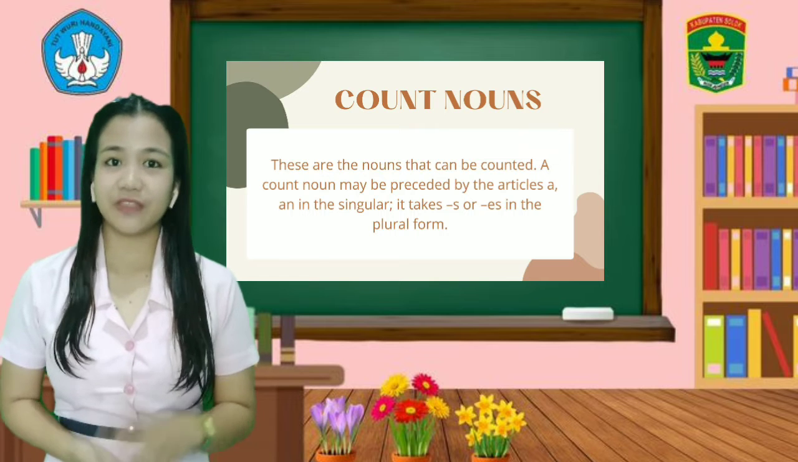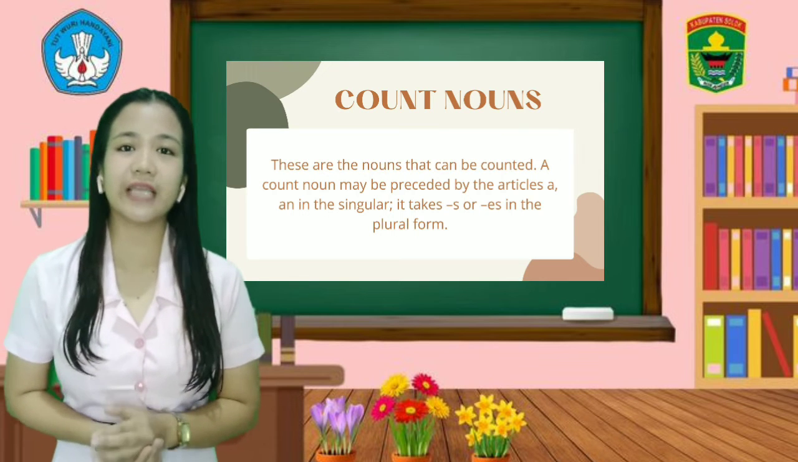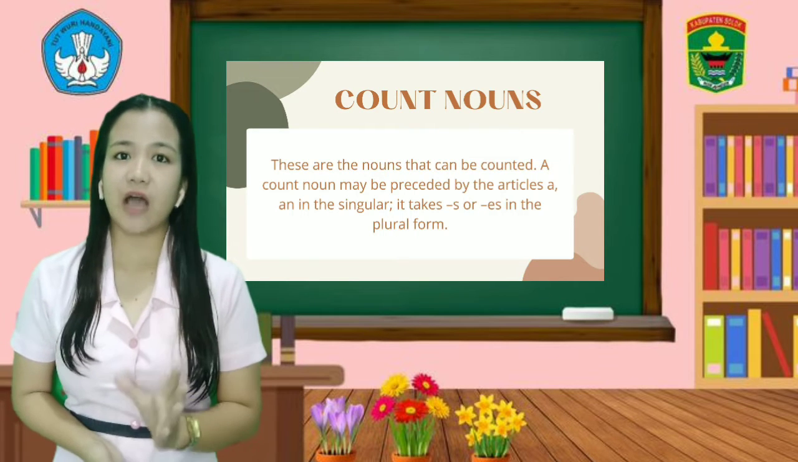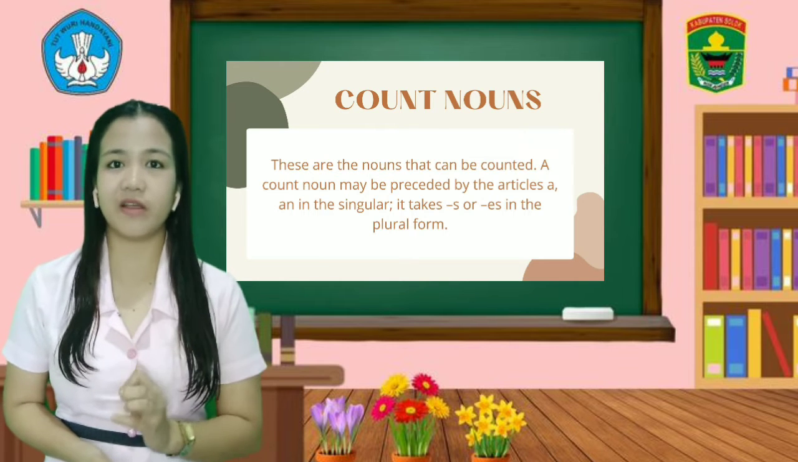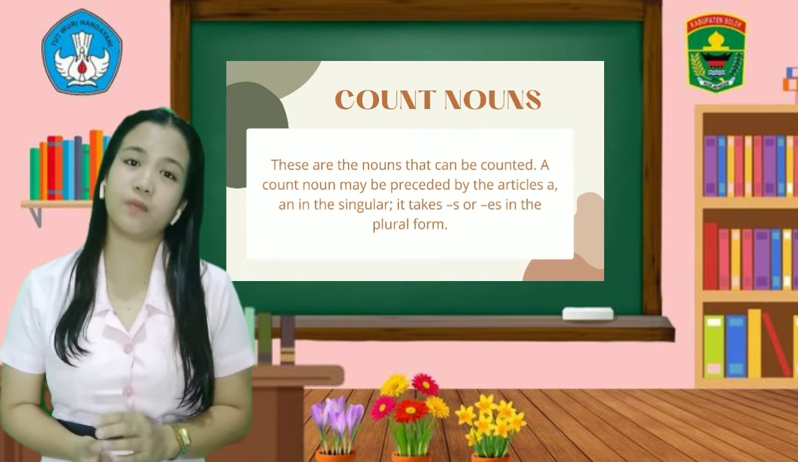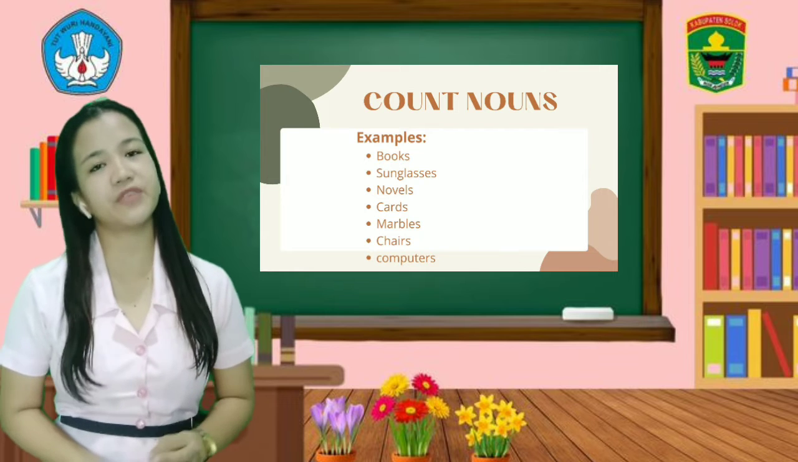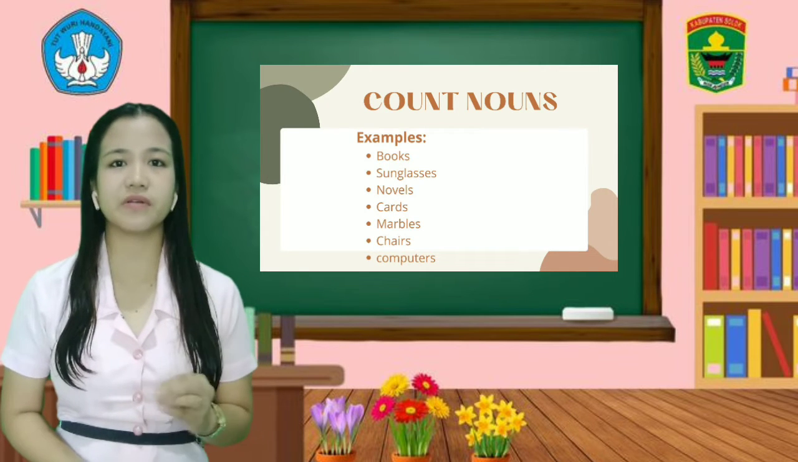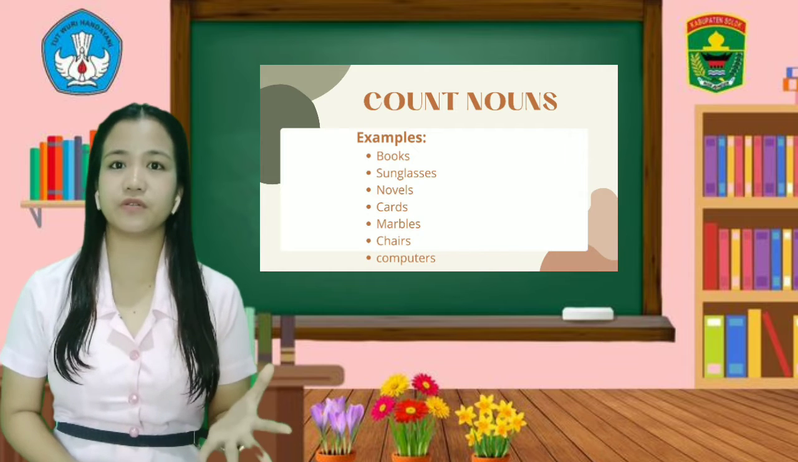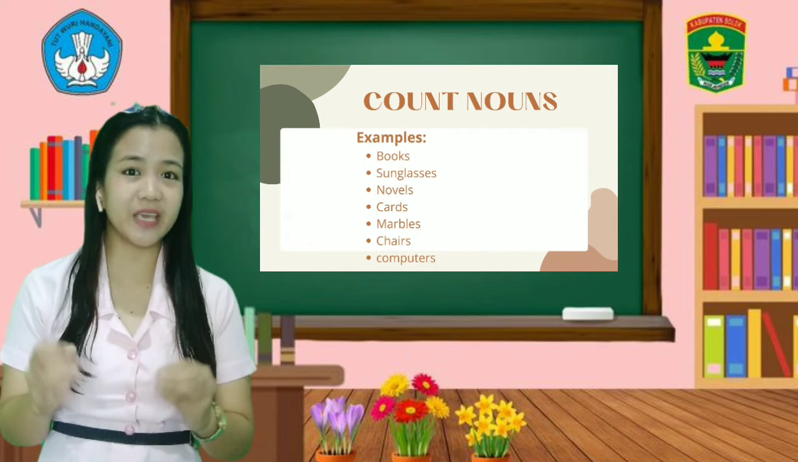Next, we have the count nouns. These are nouns that can be counted. A count noun may be preceded by the article a, and in the singular, it takes s or es in the plural form. I have here some examples. Books, sunglasses, novels, cards, marbles, chairs, computers. These pertain to things that can be counted.